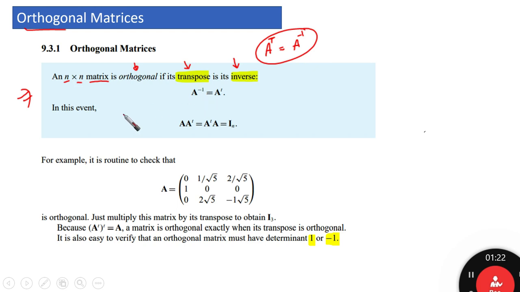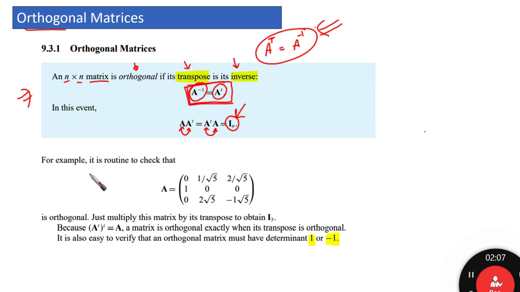And when we are saying that A minus 1, or the inverse of the matrix, equals its transpose, in this event, of course, this is logic: A dot A transpose equals A transpose dot A. It's like commutative, and it equals the identity matrix at the end, IN. So the main definition of the orthogonal matrix is that A, the inverse, equals the transpose.